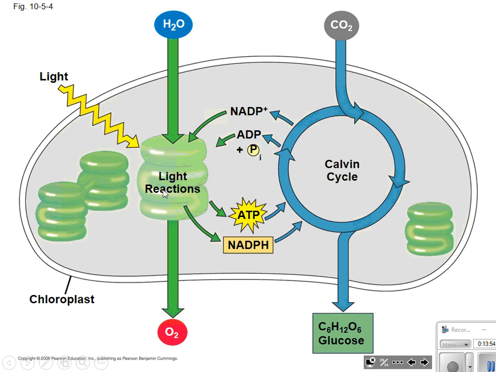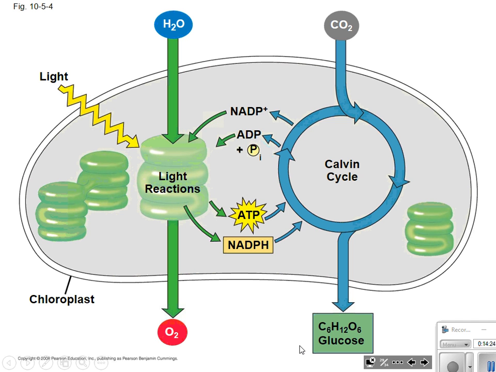But you can see here, what is given in? Okay, what is taken in by the chloroplast? What do we need? Light. What else? Water. What else? Carbon dioxide. What do we give off? Oxygen. Glucose. Isn't that what we talked about in the equation?